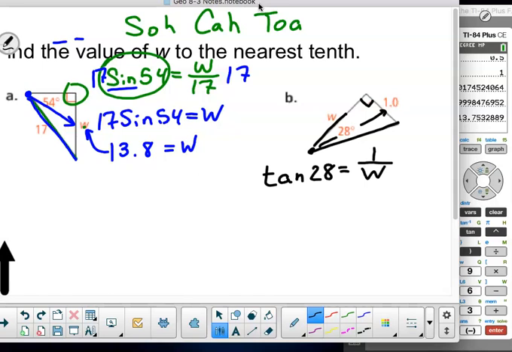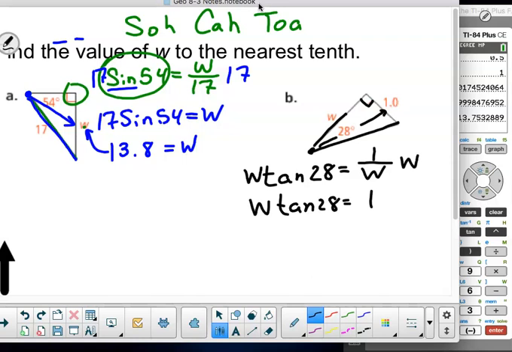So now I multiply by W. Now this one's tougher because I did opposite adjacent. This one's tough. I'm going to multiply by W, and I've got some folks going, really? You're multiplying by W? I got to get W on the main line. So now W tangent of 28 is equal to 1.